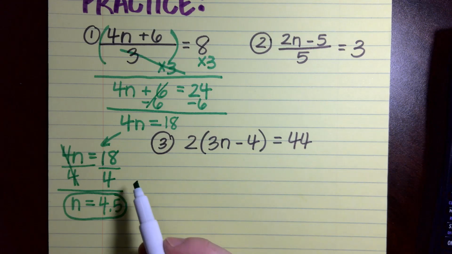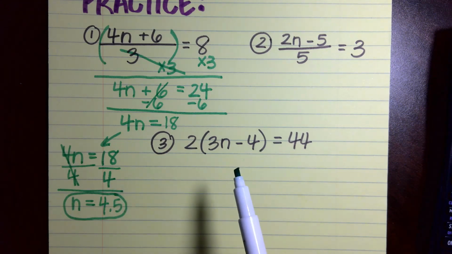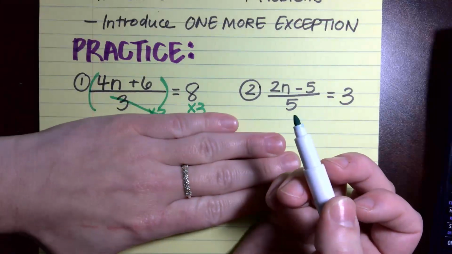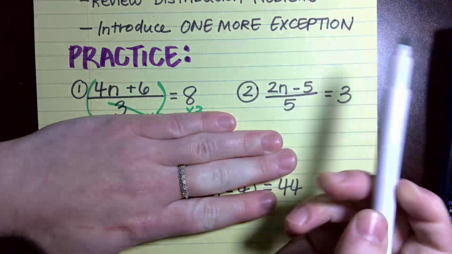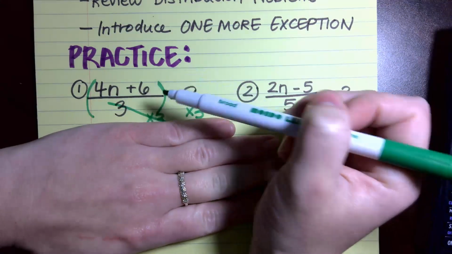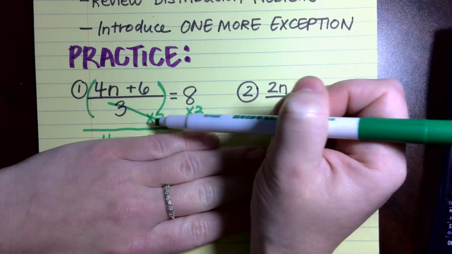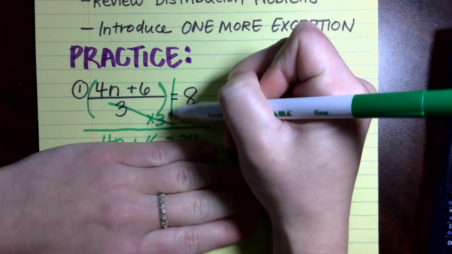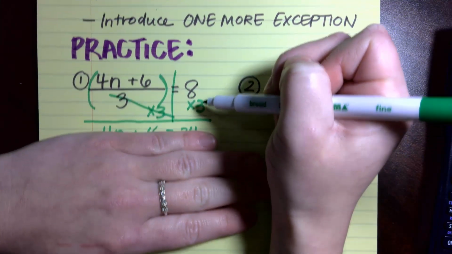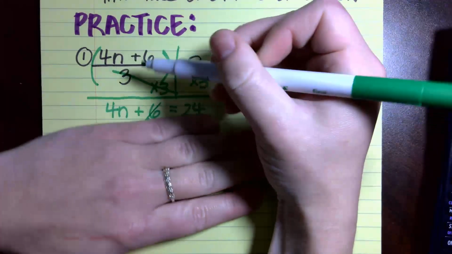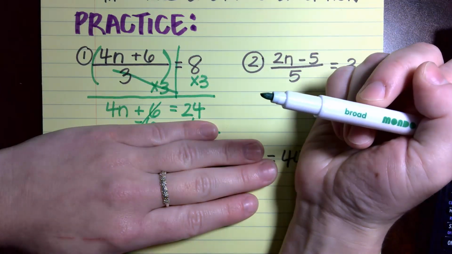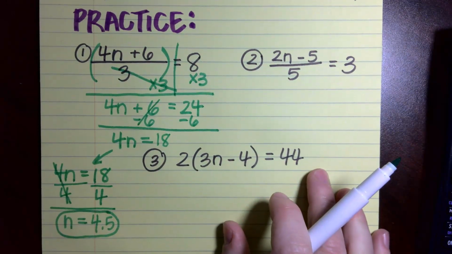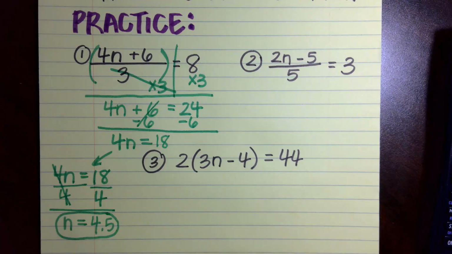Wait a minute, I just lost it, Miss Taylor. How do we get that 8 again? We started with 4 times n plus 6, and all of that divided by 3. So we wanted to get rid of that, so we did times 3. And whatever we do to this side, we have to also do to this side to keep it even. So then we have 4n plus 6 equals 8 times 3 is 24. Okay, thank you. You're welcome. I'll give you a second to copy that down if you need to. And then we'll look at number 2.